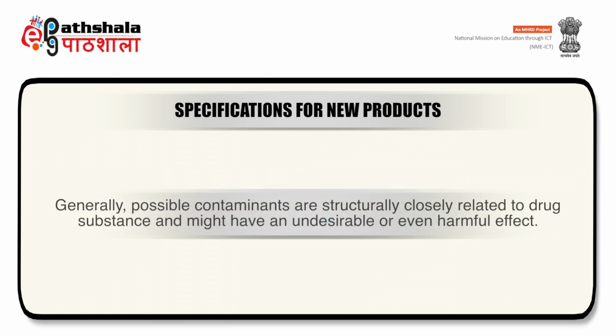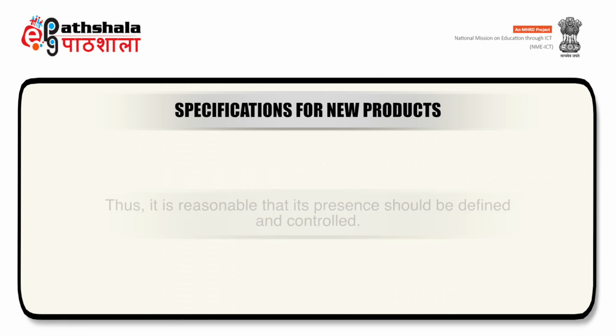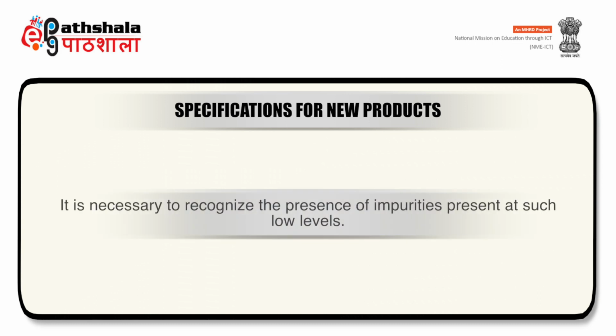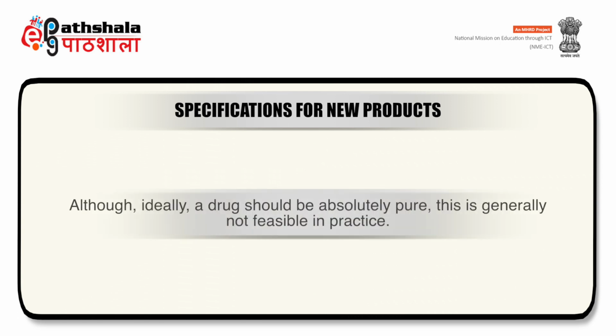Generally, possible contaminants are structurally closely related to drugs and might have an undesirable or even harmful effect. Thus, it is reasonable that their presence should be defined and controlled. Two to 3% of such substances may not be readily detectable even by infrared spectroscopy. It is necessary to recognize the presence of impurities present at such low levels. Although ideally a drug should be absolutely pure, this is generally not feasible in practice.